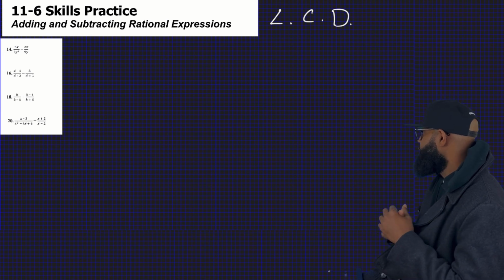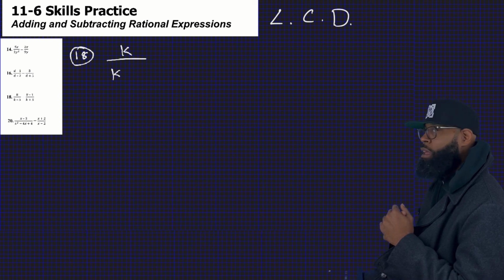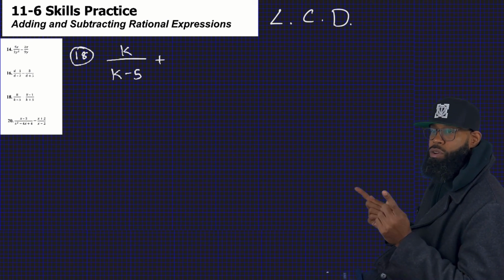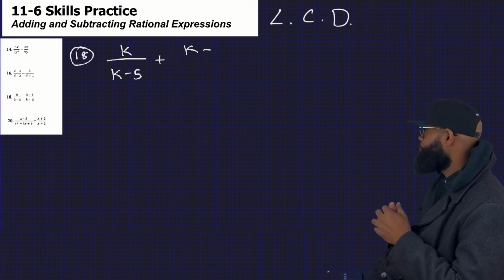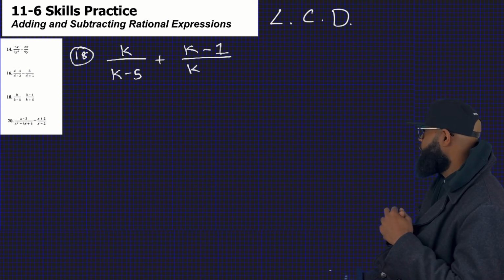Here we go, guys. Number 18. I like it. The first denominator is k minus 5. The second denominator is k plus 5. So I'm thinking, just multiply by each other. k divided by k minus 5, plus k minus 1 over k plus 5.